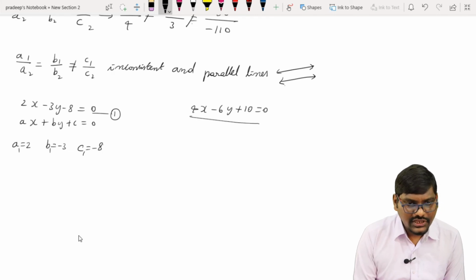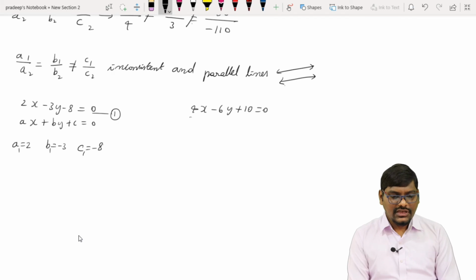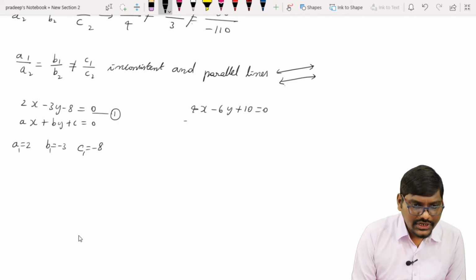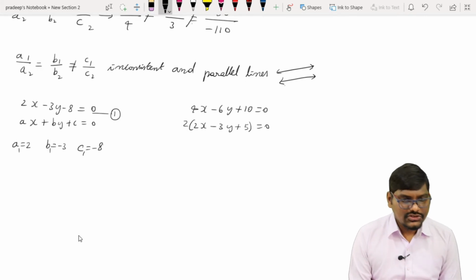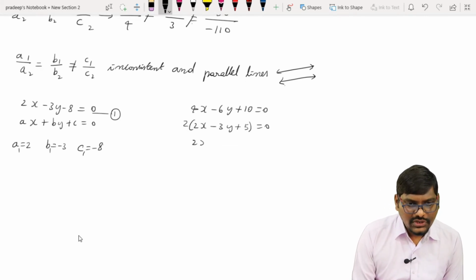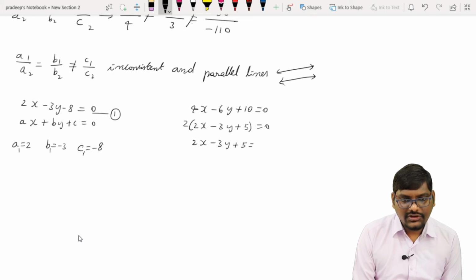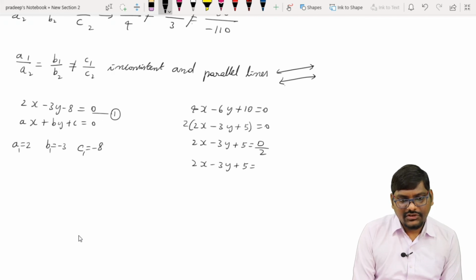The same thing we'll do here also, but if you observe, we can take 2 common here. So I'll take 2 common. 2 twos are 4, 2 threes are 6, 2 fives are 10. We just took that as common. Now if we send this 2 to the other side, that is 2x minus 3y plus 5 equal to 0 by 2, which is nothing but 2x minus 3y plus 5 is equal to 0.